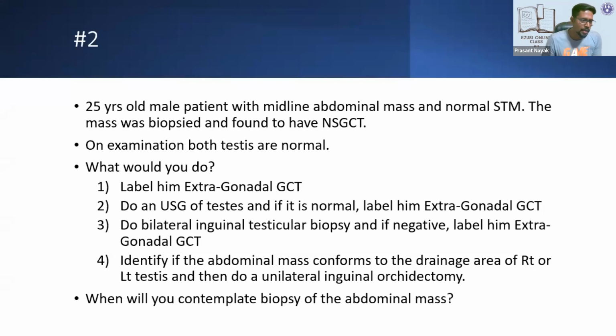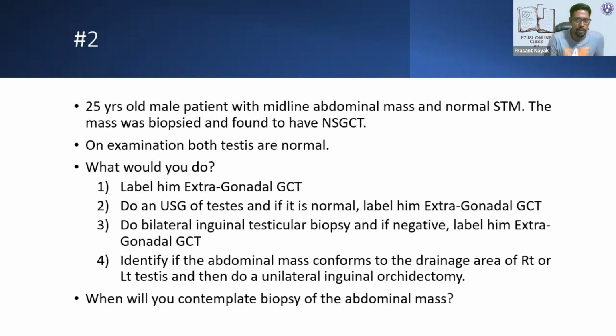Right? When will you contemplate biopsy of this mass? In this patient, biopsy was already done. But suppose you have a midline abdominal mass with bilateral testis normal. Would you straight away do biopsy of the mass? Sir, with normal STM in the event of a midline abdominal mass, we have to think of other pathologies as well. So lymphoma is a possibility. We will do a biopsy from the mass in that case.